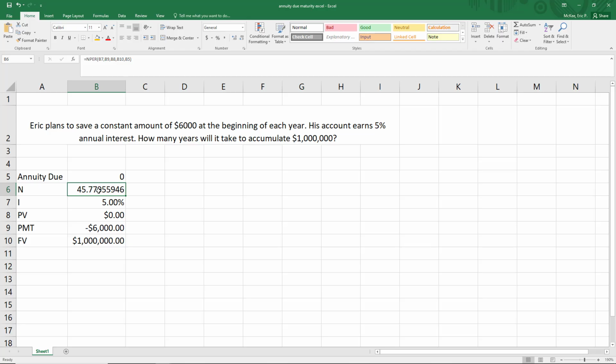So with this single function, you can now find the maturity for any annuity, whether it's a due or an ordinary annuity, for your finance class that your professor might throw at you.